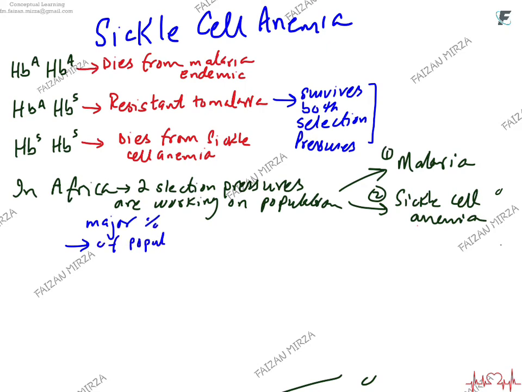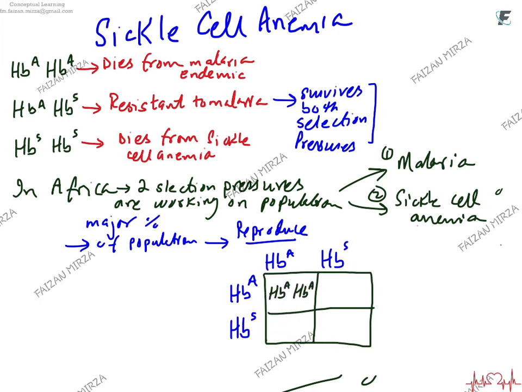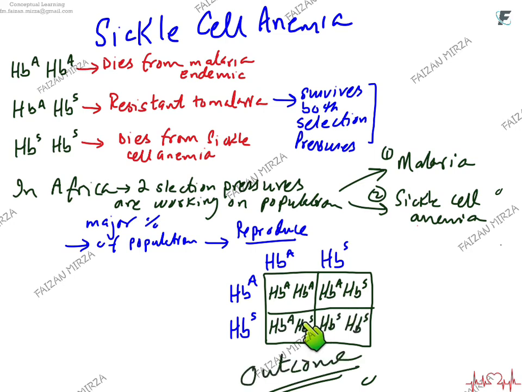So over the years, the African population has evolved, and it is seen that now the majority of the population in Africa are HbA HbS, which means they are the heterozygotes of this particular genetic combination. And because they are the heterozygotes, whenever they reproduce, this is the kind of Punnett square that we can expect: HbA and HbS. So this is the outcome. What does this tell you? This tells you that whenever these two individuals, which are the majority ones in the population in Africa, reproduce, they will be producing any one of these offspring.